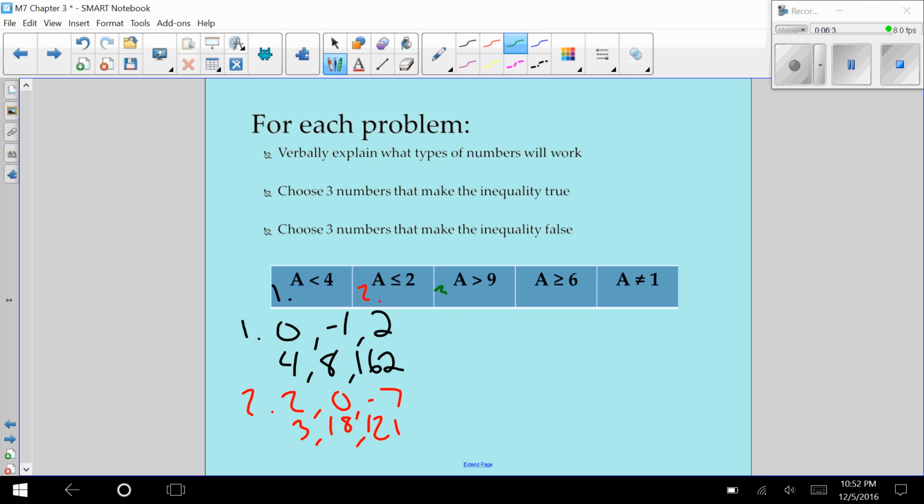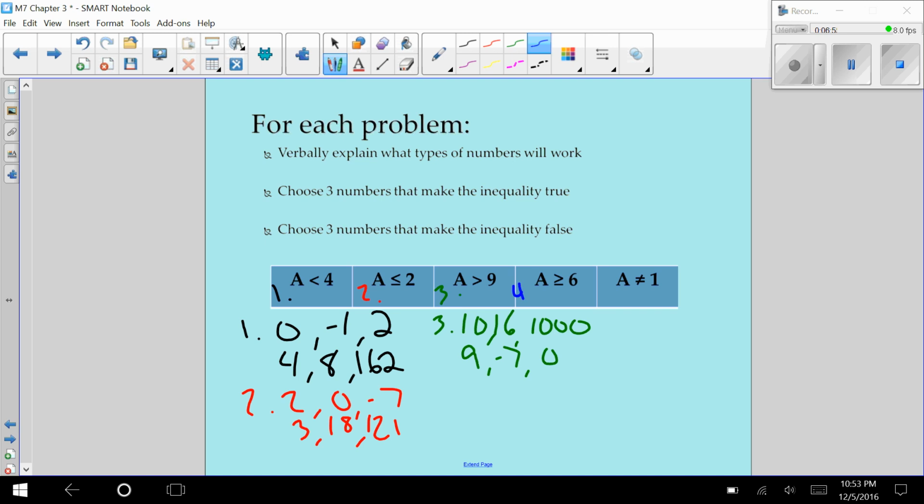All right, third one here. A is greater than 9. So verbally explain what types of numbers will work. Any number more than 9. 3 numbers that work. Let's go with 10, 16, and 1,000. 3 numbers that do not work. 9, -7, and 0 do not work.